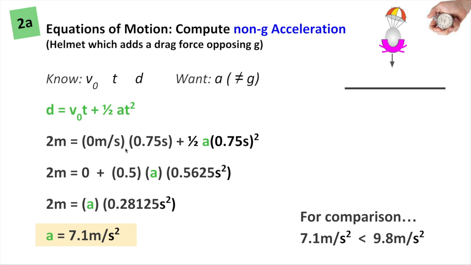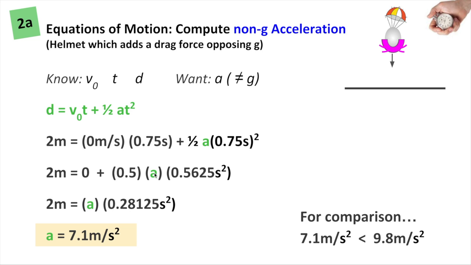So let's move through solving this equation. On the left, I still have 2 meters. Here, the product of these two numbers is simply 0, plus 1/2 a t squared. So I'm going to convert the 1/2 to a 0.5. There's my a, and then 0.75 seconds quantity squared gives me 0.5625 seconds squared. Move down to the next step. What do I need to do? Still 2 meters on the left. The 0 just goes away. Let's go ahead and multiply out these two coefficients, 0.5 and 0.5625.